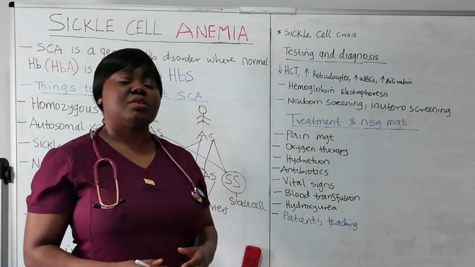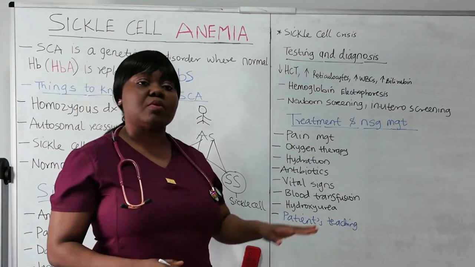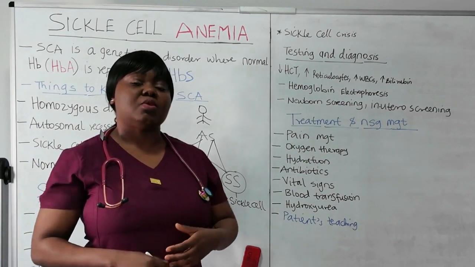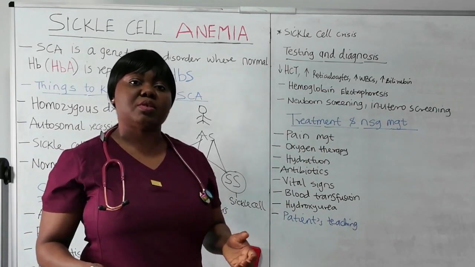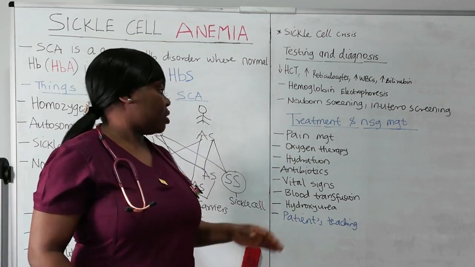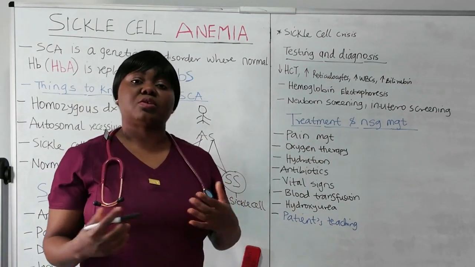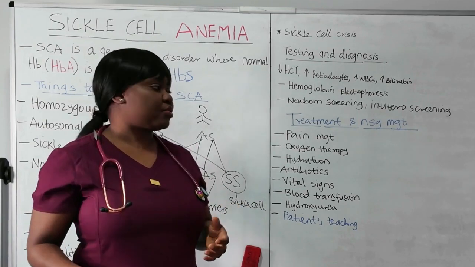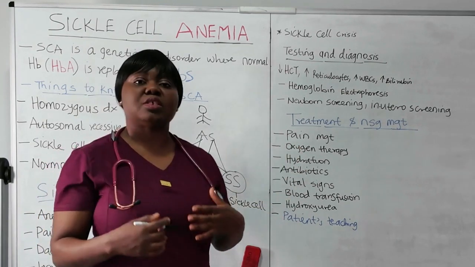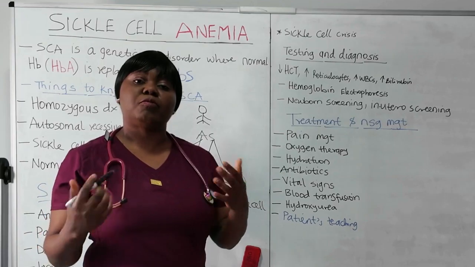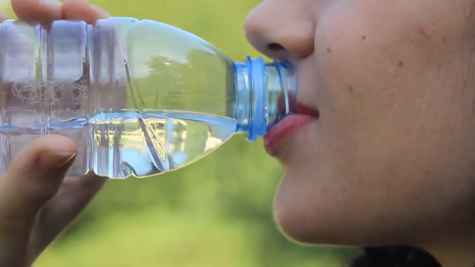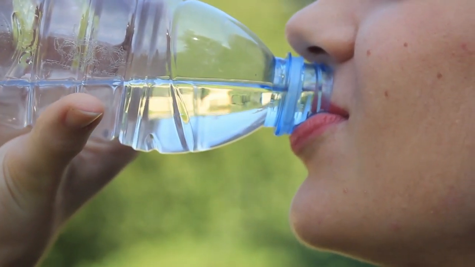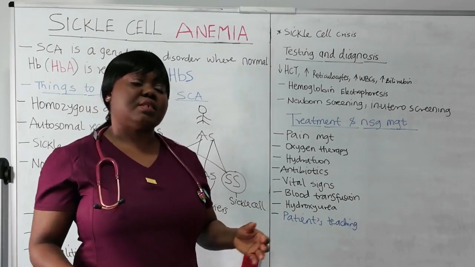Now, treatment and management of sickle cell disease. Pain is a big one because of those crises. You have to give pain medication, opioids in particular, round the clock. Then we have oxygen therapy. If they are short of breath or they are not saturating well, you can give oxygen as prescribed. And then hydration. Hydration is very important. When you give enough fluid, it makes the blood lighter, and then that sickle shape begins to straighten out and prevent occlusion. And then antibiotics.